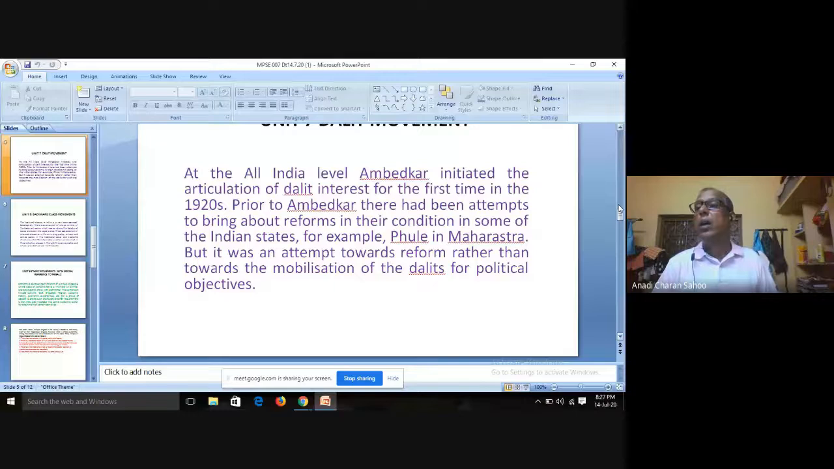And the failure of RPI then led to the formation of Bahujan Samaj Party in Uttar Pradesh. The formation of Bahujan Samaj Party in Uttar Pradesh by Kanshi Ram in the year 1984 marks a new beginning in the history of Dalit mobilization and politics in the country.